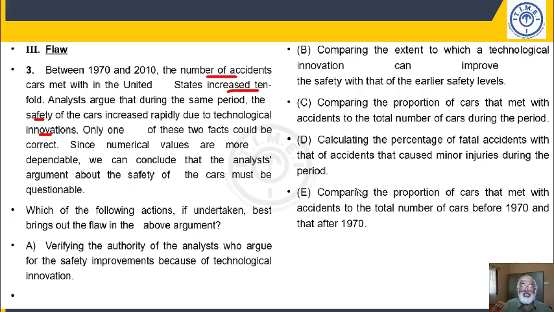Comparing the proportion of cars that met with accidents to a total number of cars before 1970 and after 1970. Why are we looking at before 1970? We talk about between 1970 and 2010. So you don't have to go to before 1970. So obviously C is going to demonstrate the flaw over here. Correct? And it's pretty obvious why. You really have to look at rate based on traffic totally to be able to say that something works or doesn't work. So C is your answer to what would help you demonstrate the flaw.